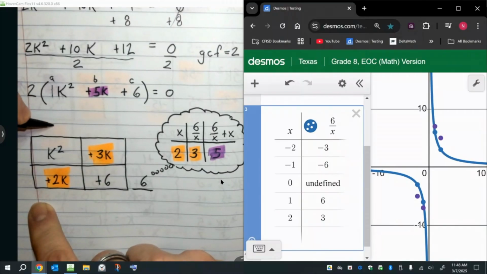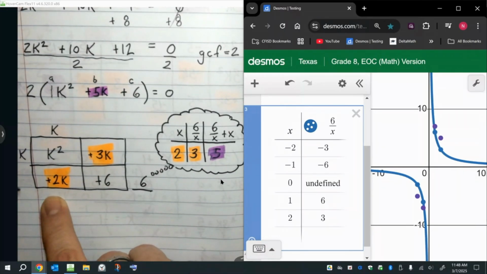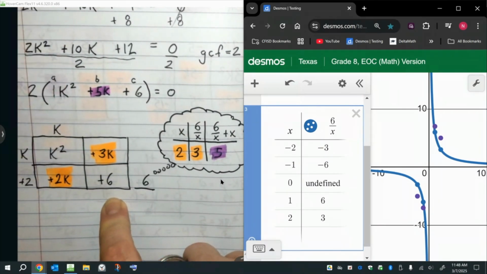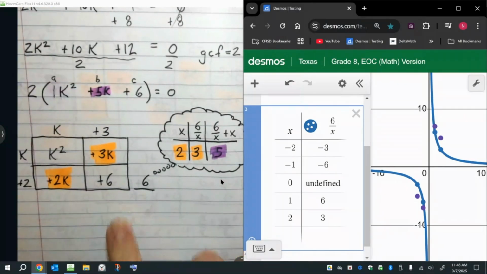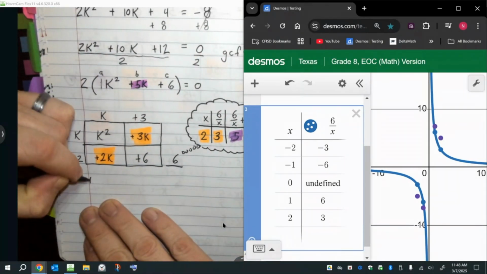The only thing that gives me k squared is k times k. K times what is 2k? Well, we're going to multiply it by 2. 2 times what gives me any of this over here? K times either one of those? That's going to be a positive 3. So factored form. All right, we got our factored form.